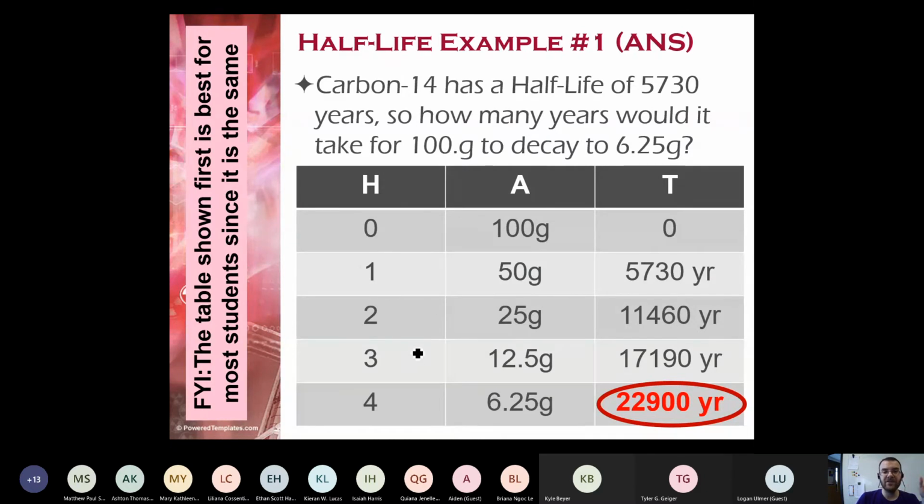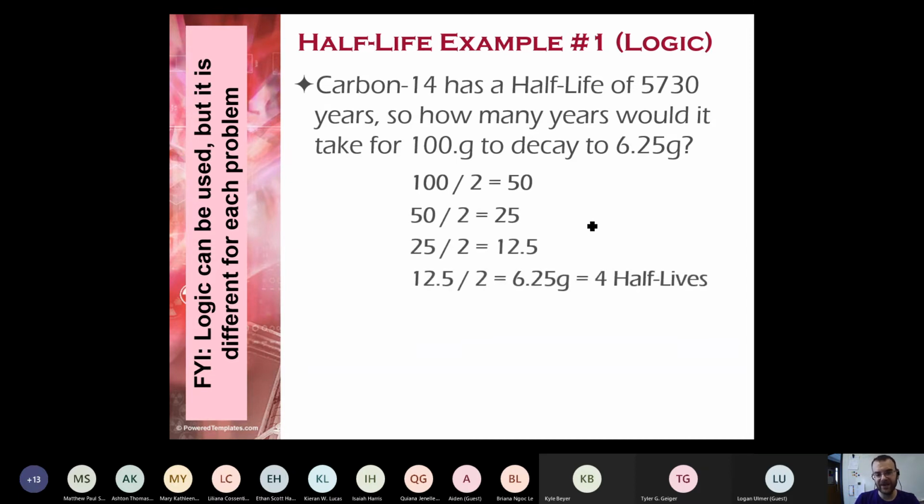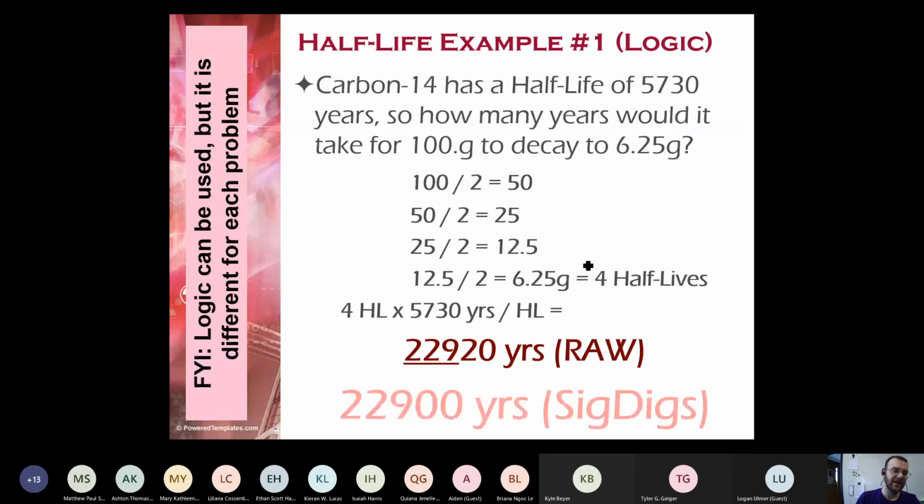That's how it is. Now, the other way to do half-life questions that works out well is logic. Logic can be used, but logic changes for every single problem. So for this example here, what I would do logic-wise is I go, okay, I'm just going to keep dividing this by half until I get to what I need. So I divide it by half once, twice, thrice, 4 times, meaning there were 4 half-lives it took to get from full, so from start to stop, from full to my final. I then multiply that 4 by the years for half-life, and then bam, I get my raw, and then I round to my sig dig.